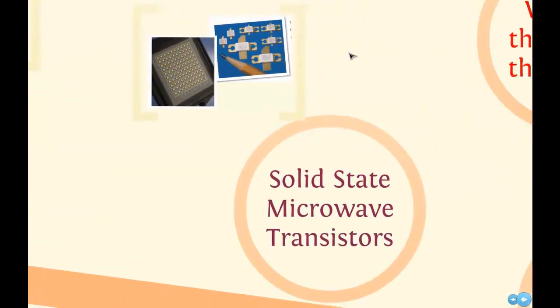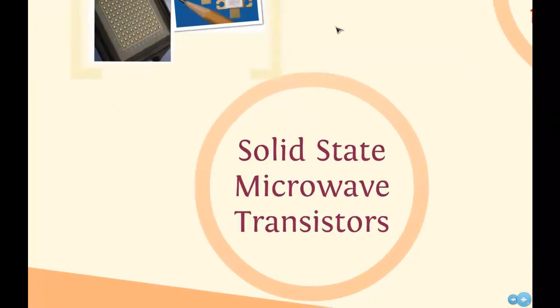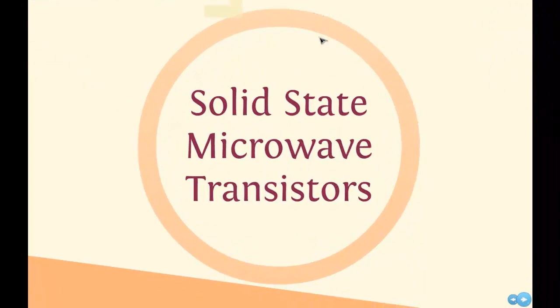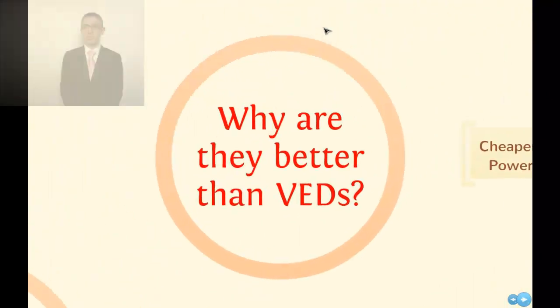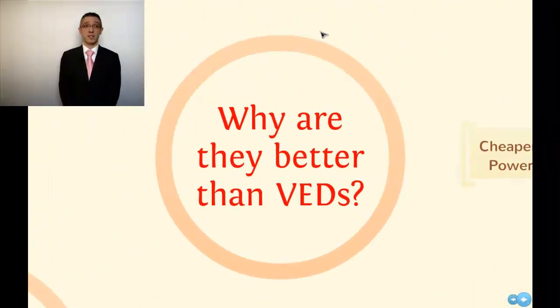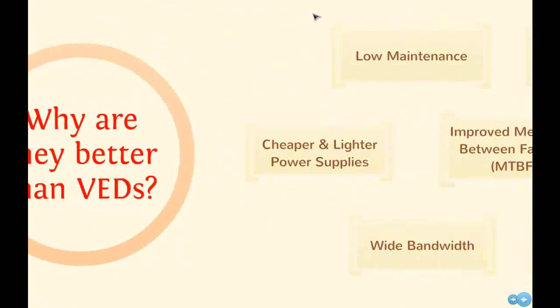Solid-state devices, of course, come in two varieties. You get packaged devices and also bare dies, which are shown in the picture. So let's talk a little bit about solid-state microwave transistors. Why is it better to use solid-state than it would be to use vacuum electron devices?